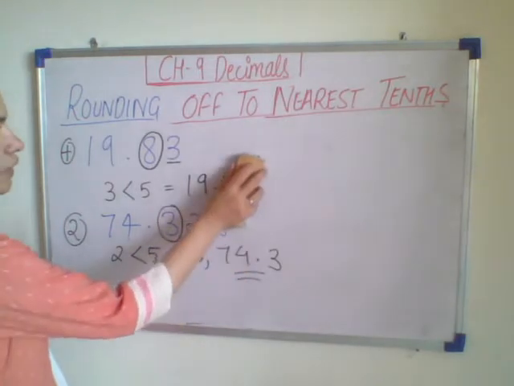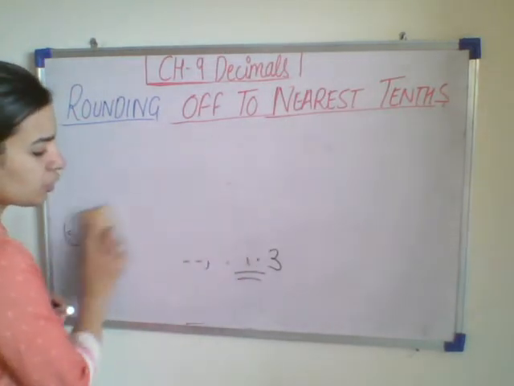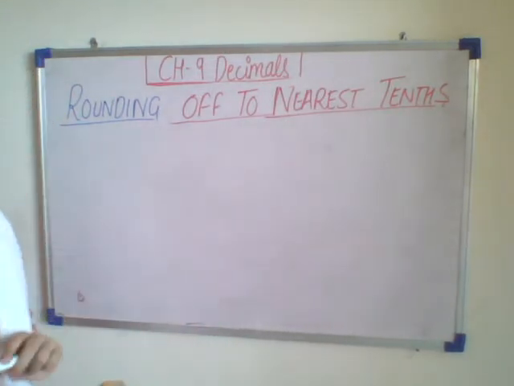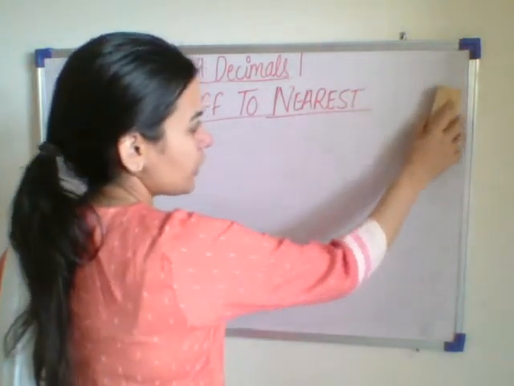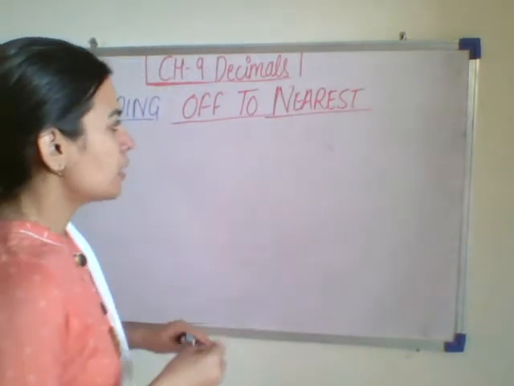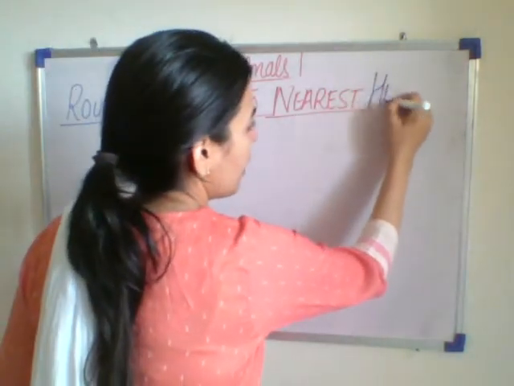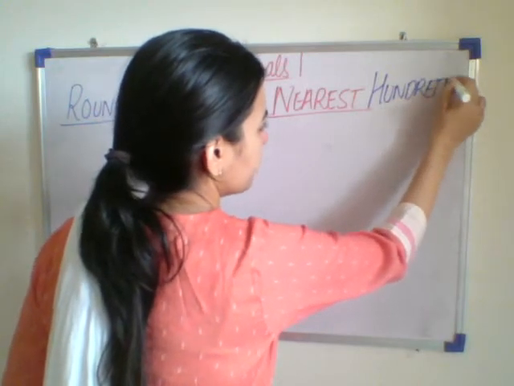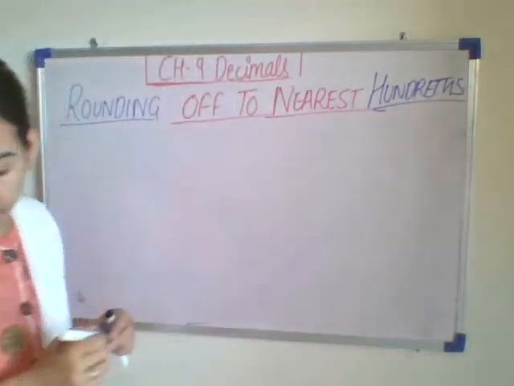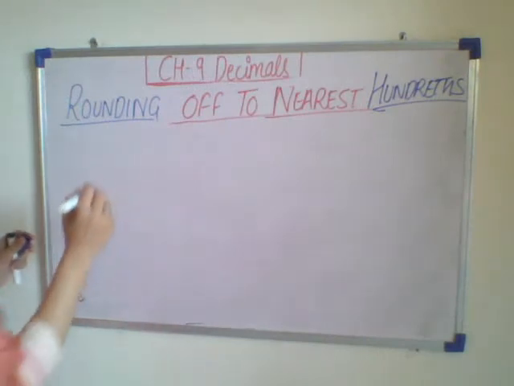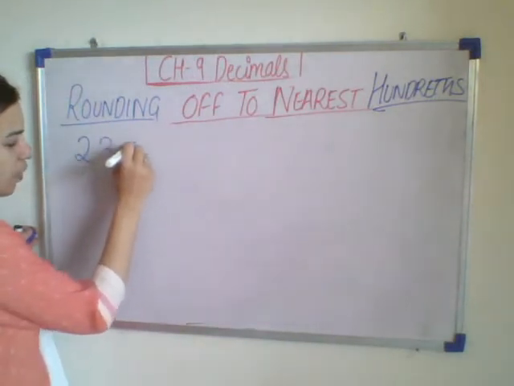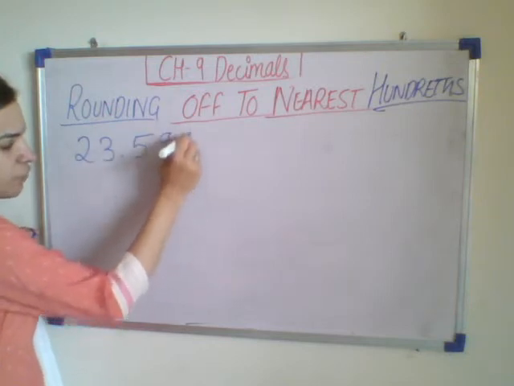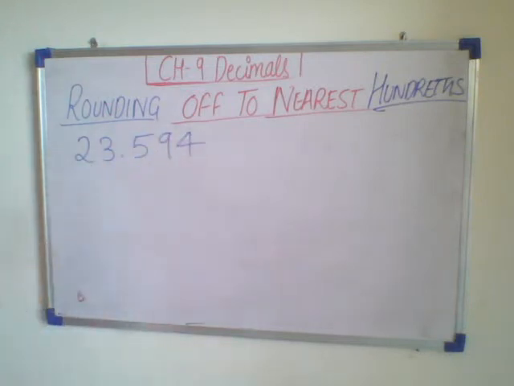Now let us round off the given digit to the nearest 100th. Now we are rounding off to the nearest 100th. Let me write a digit, that is 23.594. We are rounding off this digit to the nearest 100th.